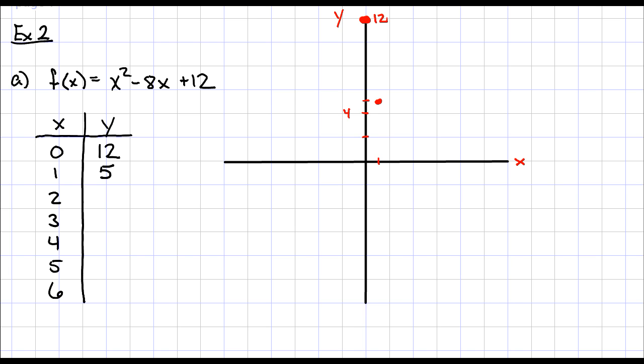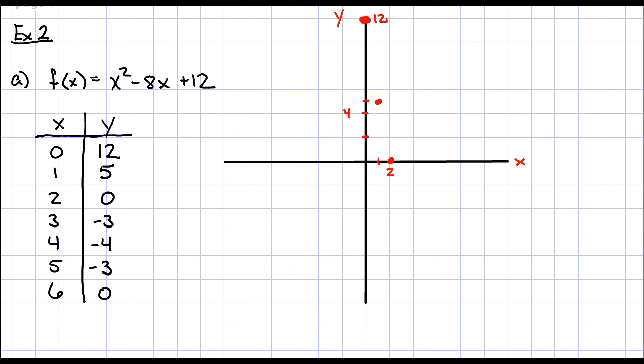Okay, continuing on. Let me go ahead and fill out the rest of this table. If you plug 2 into this function, you get 0. If you plug in 3, you get minus 3. And I definitely encourage you to go through and double check all of these yourself. If you plug in 4, you get minus 4. 5 gives you minus 3. And 6 gives 0.